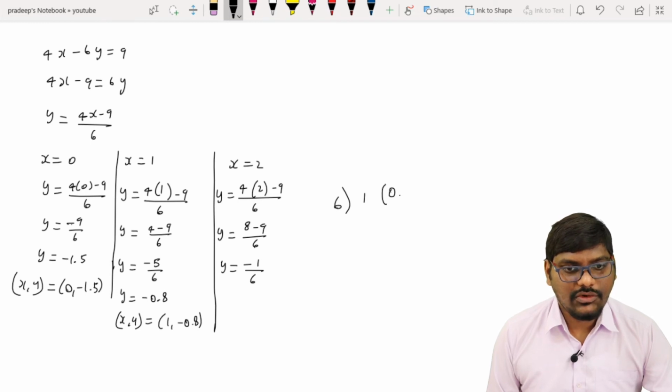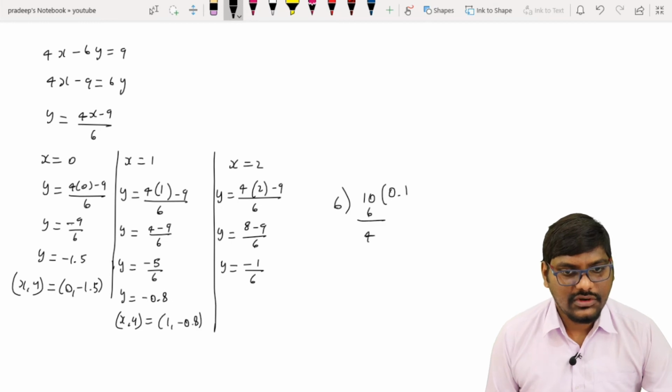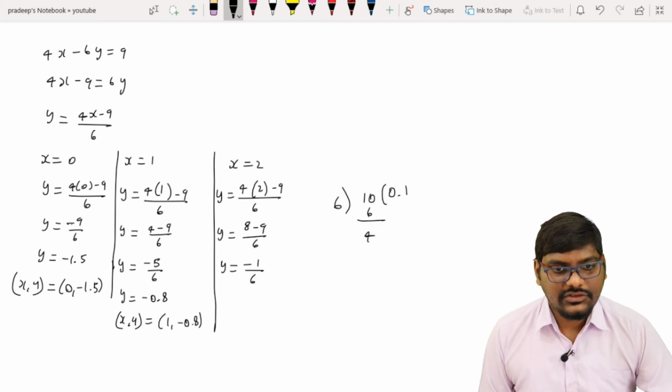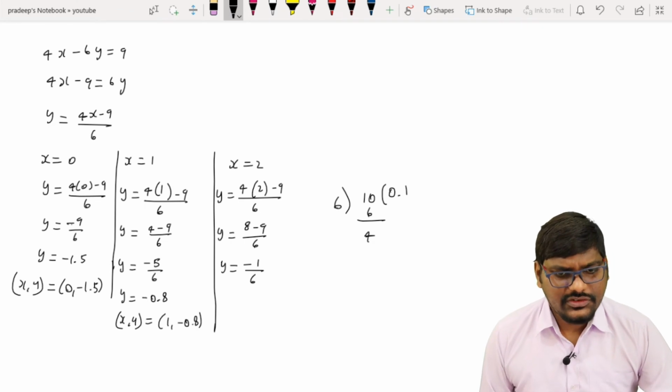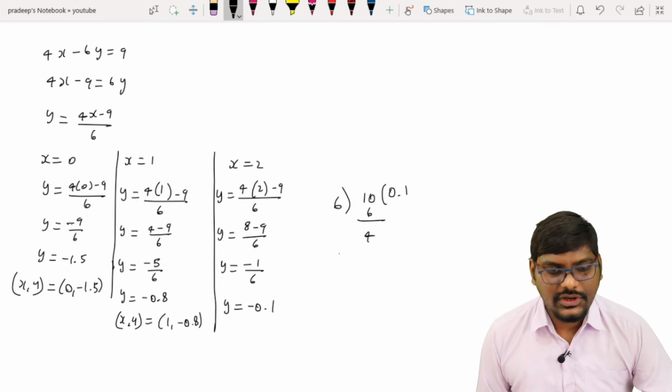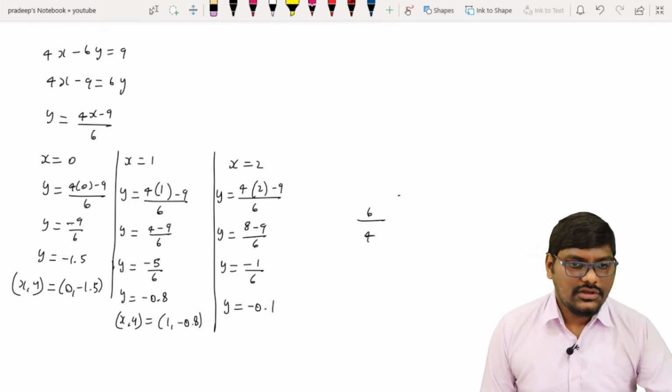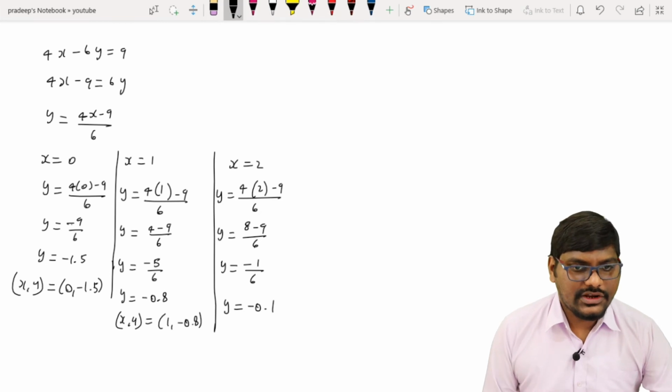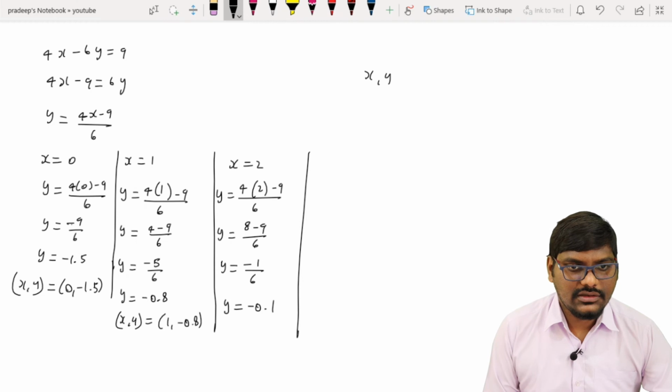So that is nothing but 6 here, 1 as the dividend. I can take 0 point, so I can write 0 here. 6 ones are 6, 10 minus 6 is 4. So as point is there, that is simply 0.1, so I can write y equal to minus 0.1, right? So now we got the quadrants, so I can write the quadrants here as x comma y, x comma y and x comma y.